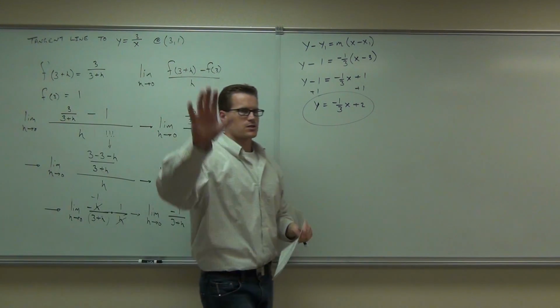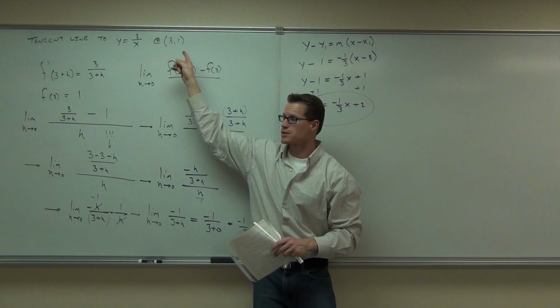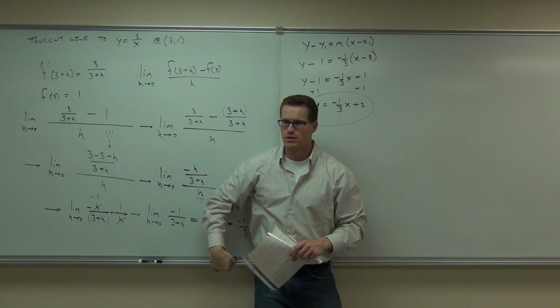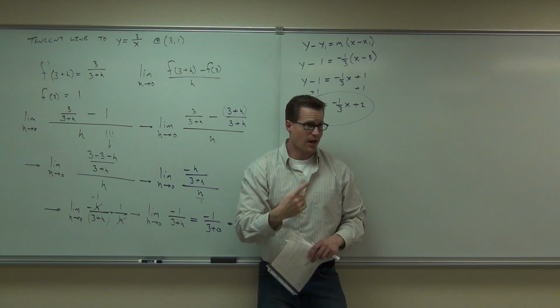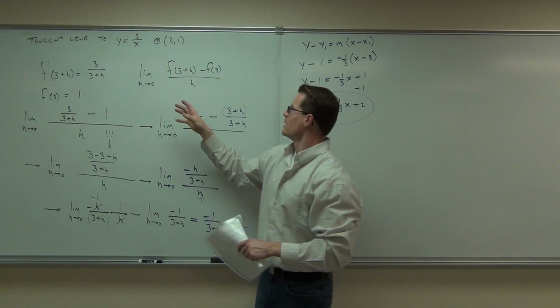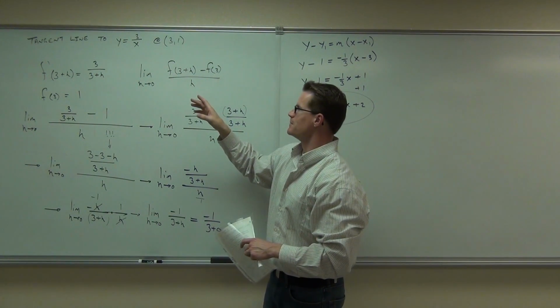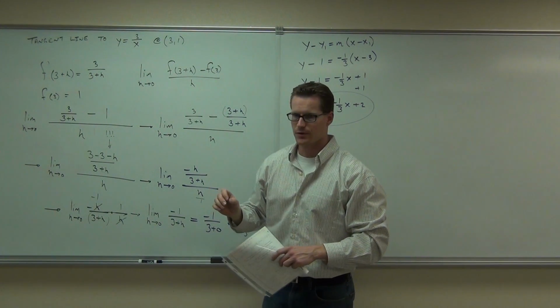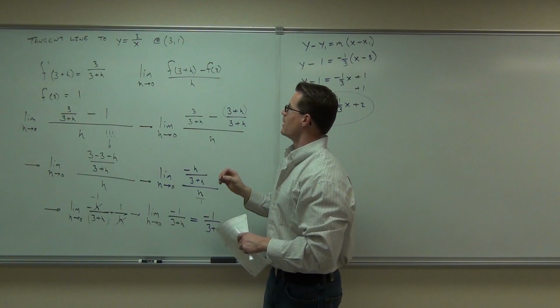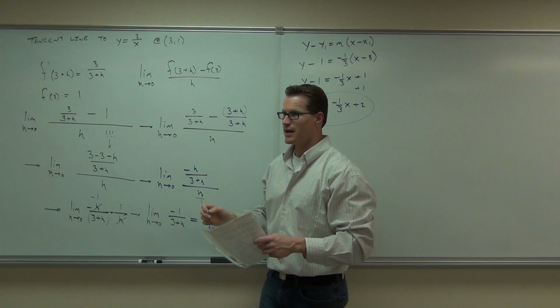How many people feel okay with this so far? Now, the next question is, if I change points, does my slope change? Does my equation change? Yeah, they're all going to be different. Well, that's going to be annoying, because if I ask the next question, find the tangent line to the point 9, 1/3, then I ask, how about 2, 3/2? Then I ask some more.